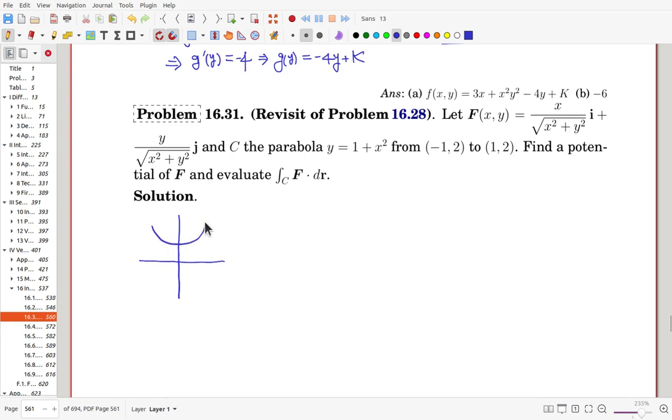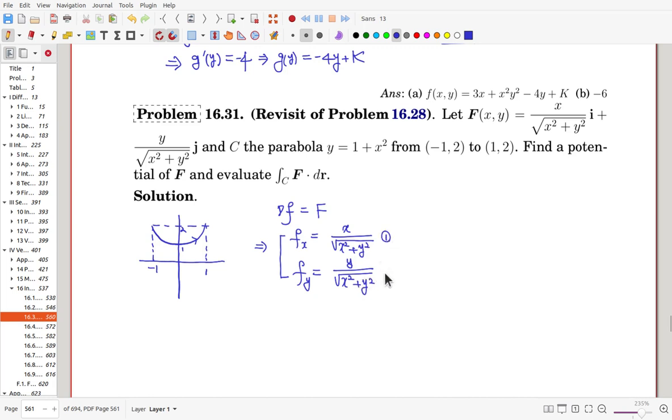Now the curve is given in this way, and that is -1, and that is 1, and of course the height is 2. Okay, now let's try to find the potential of the vector field. Exactly the same way, we start with the gradient of f is capital F, which means that f sub x is the first component of the vector field, that is x over square root of x squared plus y squared, and f sub y is the second component, y over square root of x squared plus y squared.